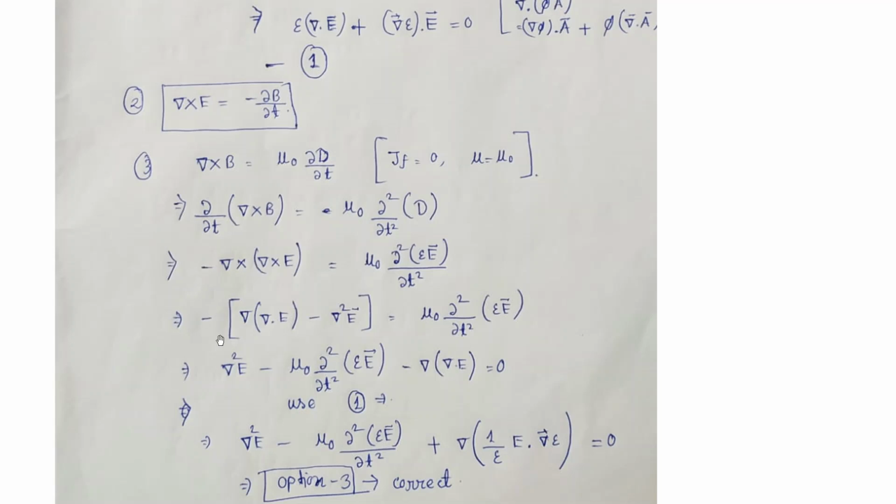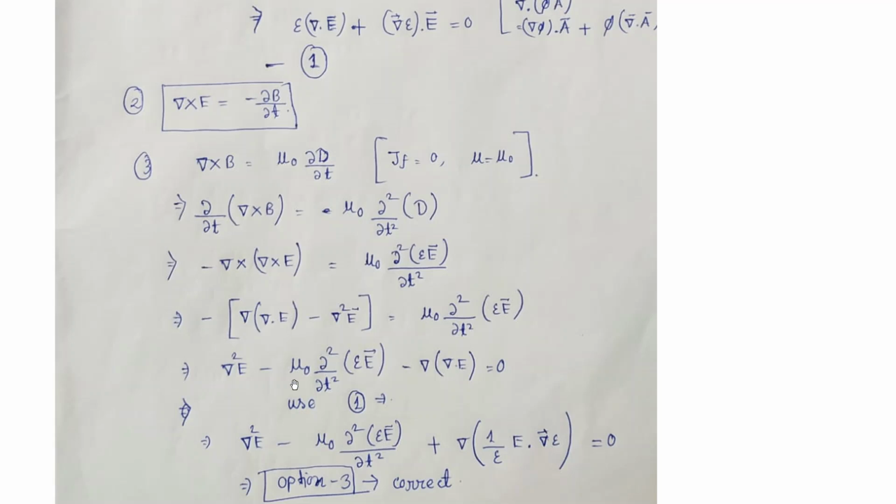Now take this minus common, and then del cross del cross E, we have this usual formula: del of del dot E minus del squared E. Now this formula is a bit hard to remember in exam halls and for other purposes also, but if you remember, you can solve it. Otherwise, I will recommend that you do not try to solve these problems in the exam. Okay, so this is the formula.